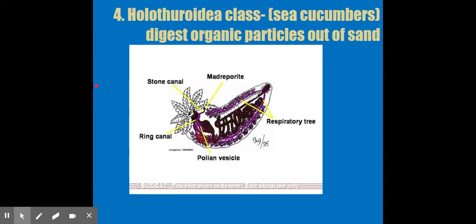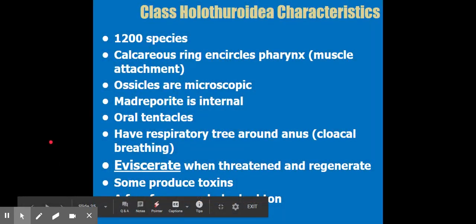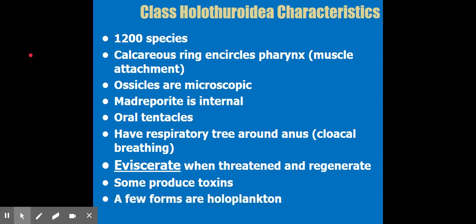And they have an interesting structure. They have a respiratory tree that comes out their cloaca, like their anus. So they kind of breathe with their rear end. So they're really unique. We have about 1200 species. They also have a calcareous ring.